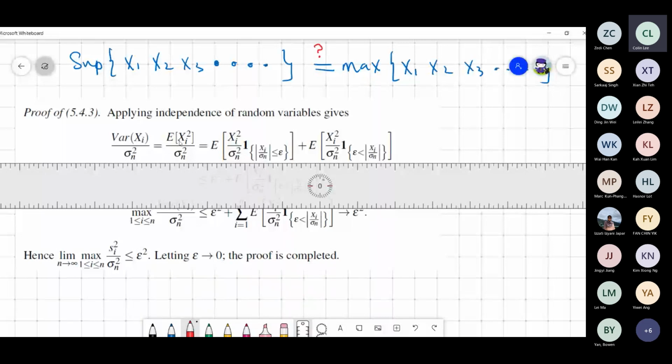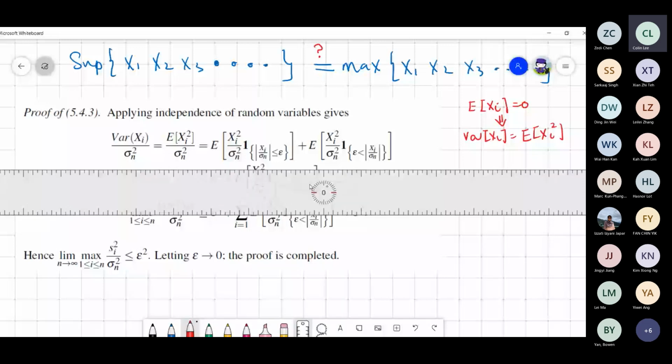So just put it here because E of xi is equal to 0. This implies that the variance of xi will be equal to E of xi squared, no problem, right? This one can be split into two terms. I think this is clear. You can look here: these two are the partitions, right? You can consider two partitions over here. That's why you can split it into two of them.